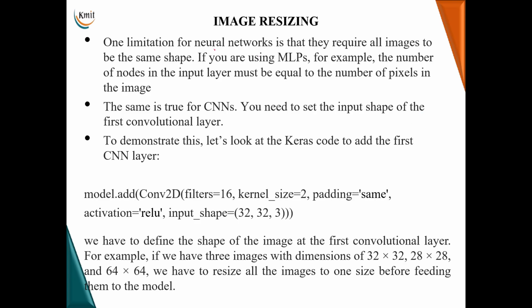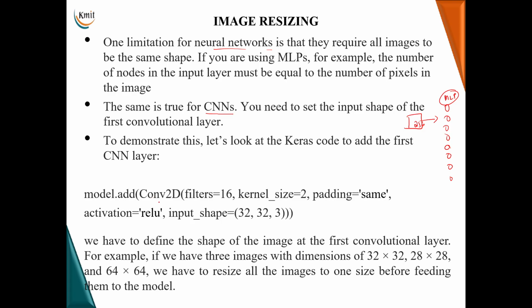In neural networks, one of the limitations is this: if an image is given as input to the MLP model, it depends on how many pixels I have in the image. For example, if I have 256 pixel values, then I need to arrange 256 neurons in the first layer of my MLP model. The same is the case with CNN also. Depending upon the number of pixels, you need to arrange the neurons in the first convolutional layer.